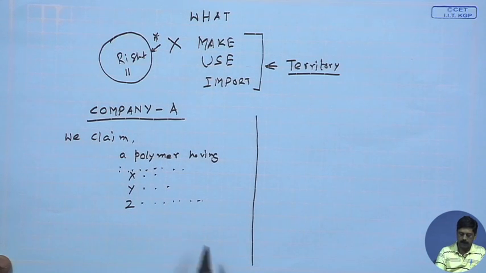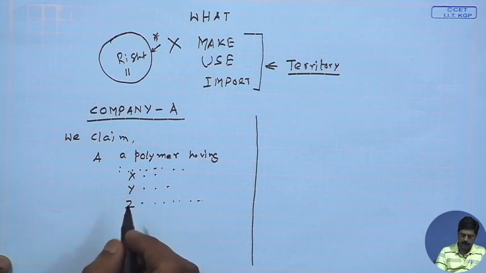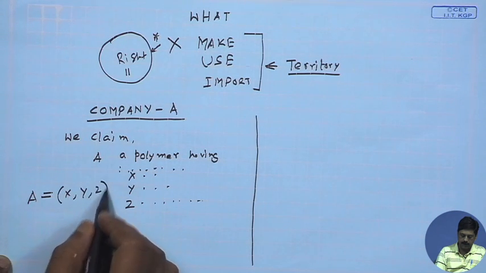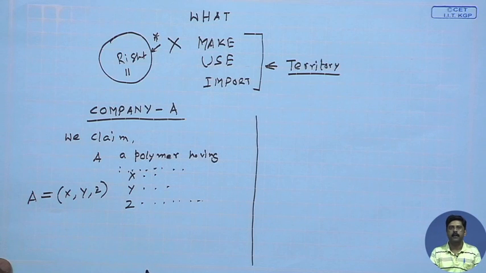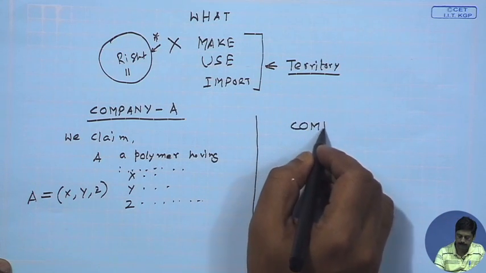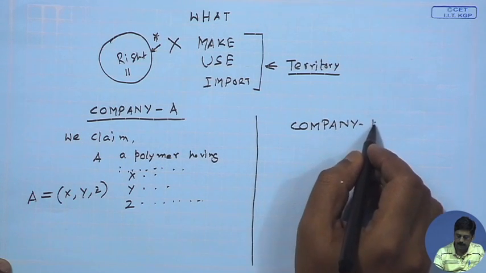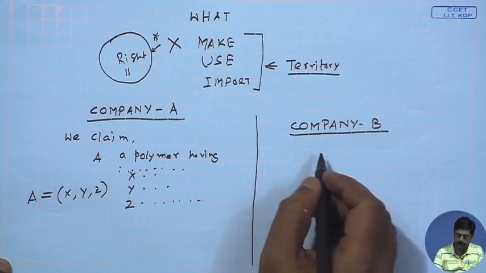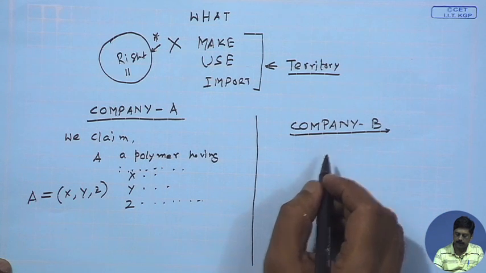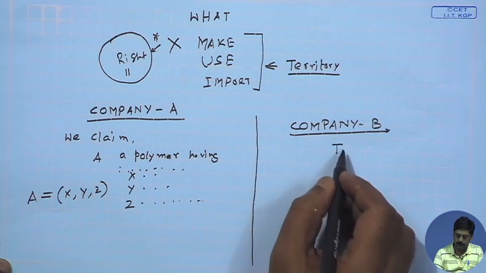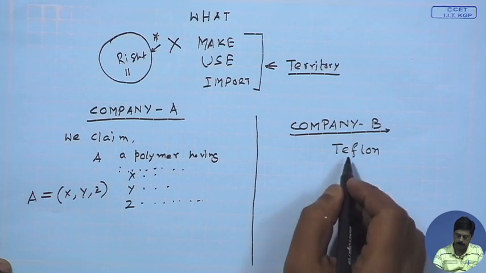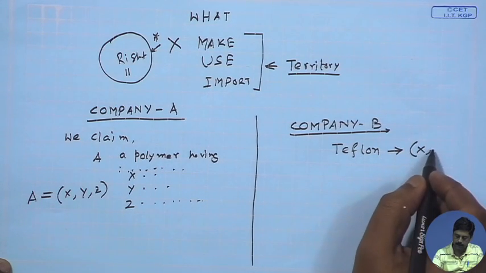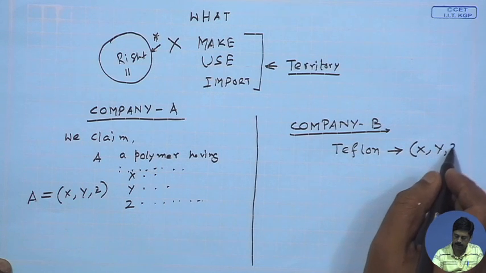So in this case, what are the defined components? Let us say polymer A, and within that subset it has the properties X, Y, Z. Now if company B is also producing a polymer, let us say Teflon, and that Teflon has the properties already claimed by company A, X, Y, Z.